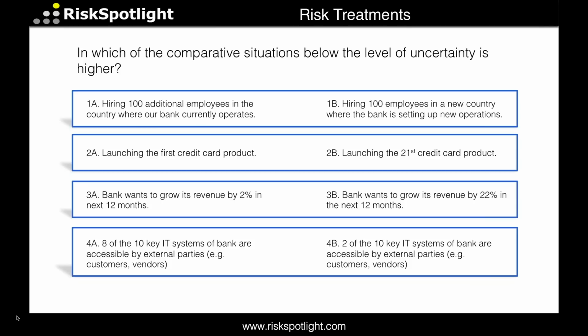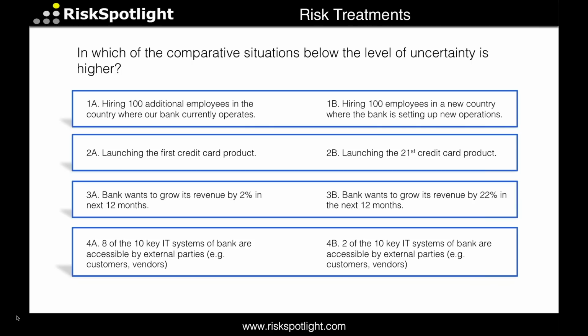Then the next one: launching the first credit card product, or launching the 21st credit card product. So 2A, okay. In 3A, the bank wants to grow revenue by 2%, and in 3B, the bank wants to grow revenue by 22%. Yeah, so the more you want to grow, the more risks you will have to take, so the more uncertainties you will be exposed to.